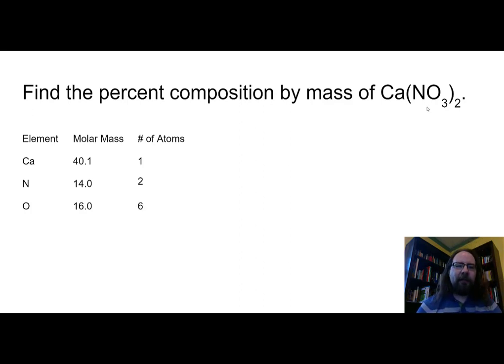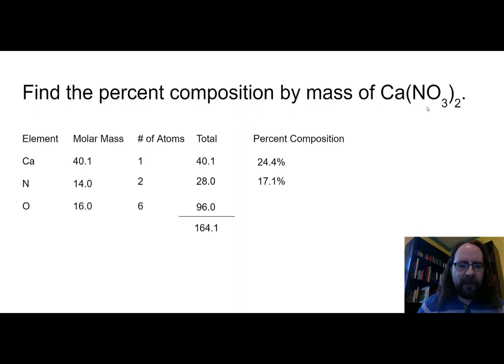Just like before, I multiply to find the total mass of each element in the compound. So for calcium, it's 40.1, nitrogen is 28.0, and oxygen is 96.0, and this gives my total of 164.1. Then I just find the percent composition. For calcium, I divide 40.1 by the total, which gives me 24.4%. Nitrogen is 17.1%, and oxygen is 58.5%.